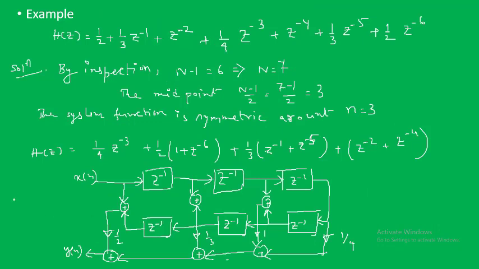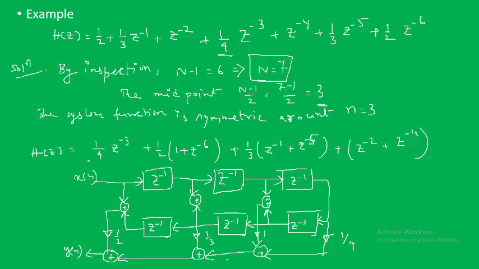So here H of z is given as half plus 1/3 z inverse plus z to the power minus 2 plus 1/4 z to the power minus 3, then z to the power minus 4, 1 by 3 z to the power minus 5, half z to the power minus 6. So by inspection, we can say that n value is equal to 7, and here we have up to n minus 1. So that means up to 6 we have, and the midpoint is 3. So this one is the midpoint.